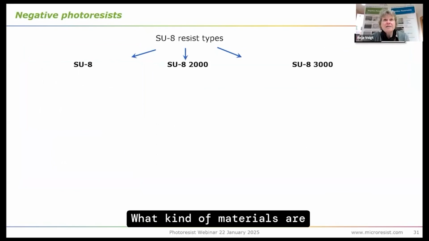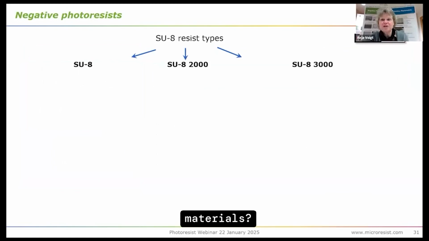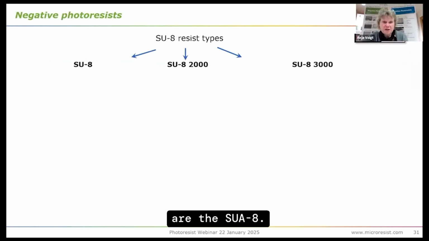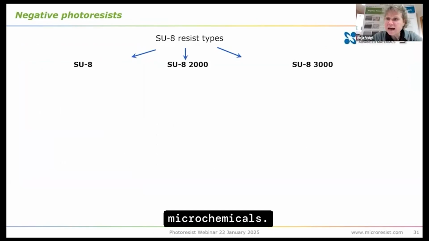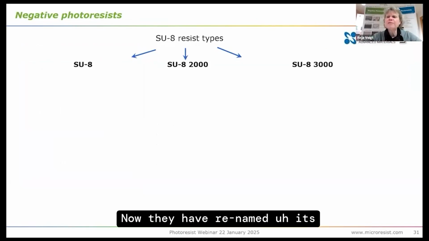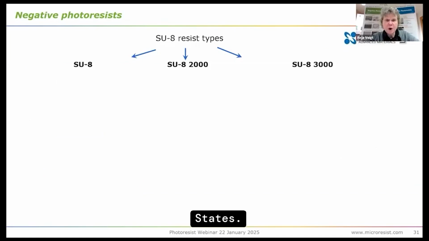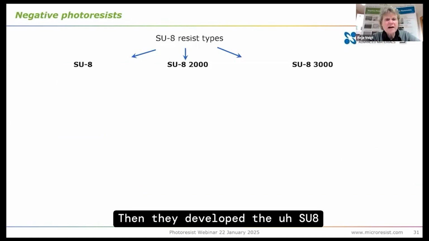What kind of materials are available for these epoxy resin materials? The first one and the well-known one is SU8. It was developed and provided by MicroChem. Now they have been renamed Kayaku Advanced Materials in the United States. What types are available? They started with the standard SU8. Then they developed the SU8 2000.